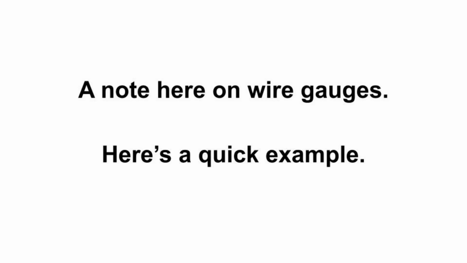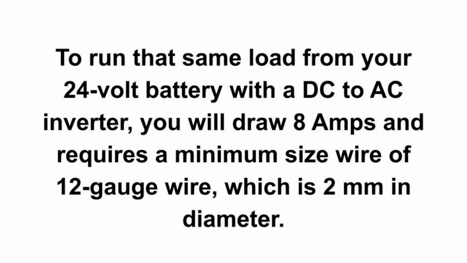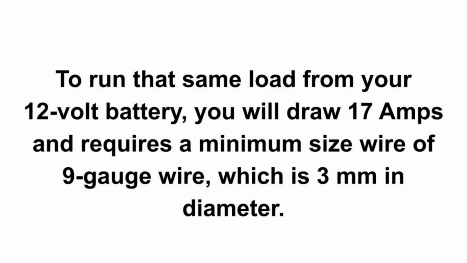Here's a quick example. For a 200-watt load at 120 volts, you will draw 2 amps, and using a 10-foot wire, your smallest size would be 19-gauge wire, which is 0.9 millimeters in diameter. To run that same load from your 24-volt battery with a DC to AC inverter, you will draw 8 amps and requires a minimum size wire of 12-gauge wire, which is 2 millimeters in diameter. To run that same load from your 12-volt battery, you will draw 17 amps and requires a minimum size wire of 9-gauge wire, which is 3 millimeters in diameter.